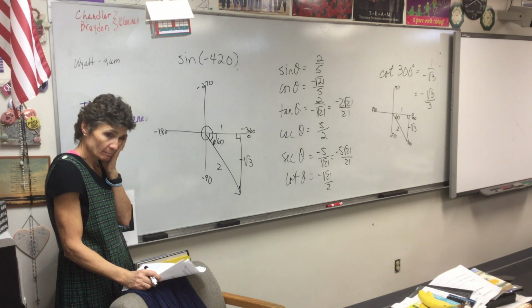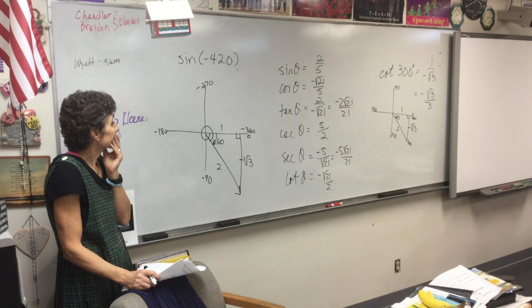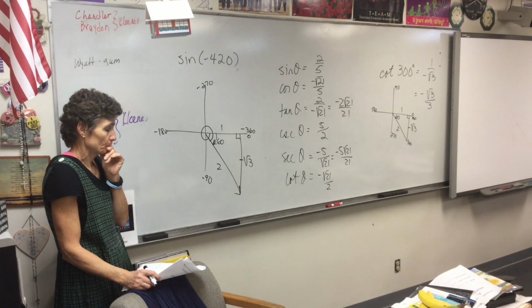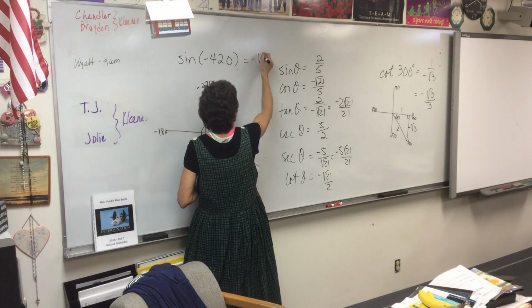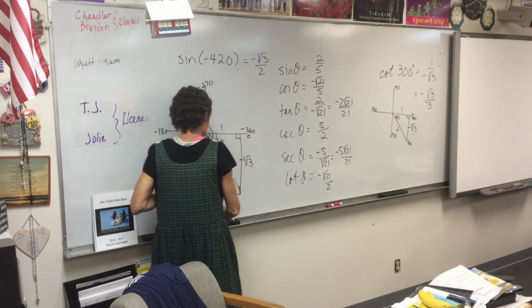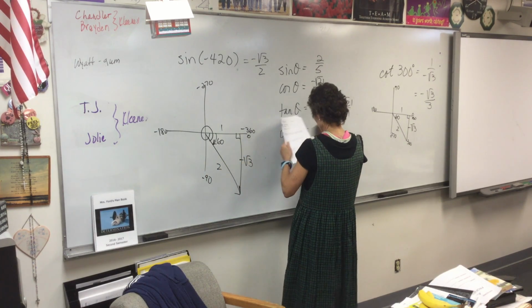It's a little tricky. What's the sine? Negative root 3 over 2, yeah? Negative root 3 over 2. Good work.